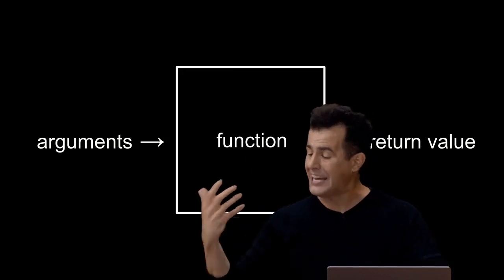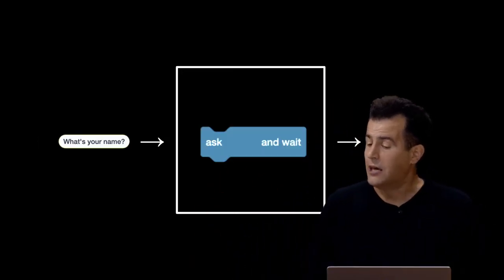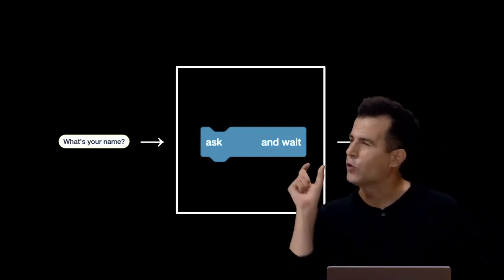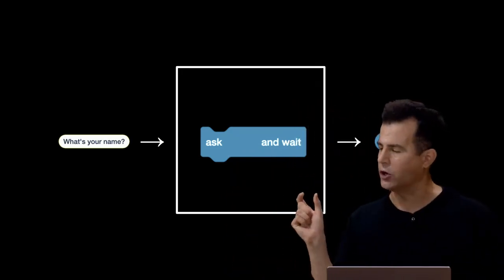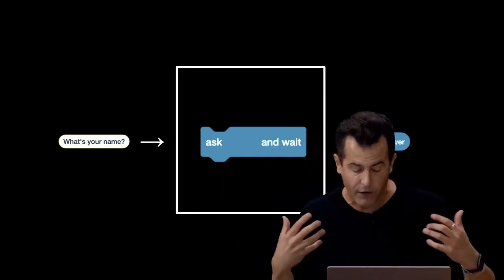So in the case of getting input, we can consider this ask block again, like last week. The input to it is whatever words of English you want to ask the user. And then it returns a value. And this was called by default in MIT's world answer. Though we'll see in C, you can call these return values anything you want ultimately in variables.